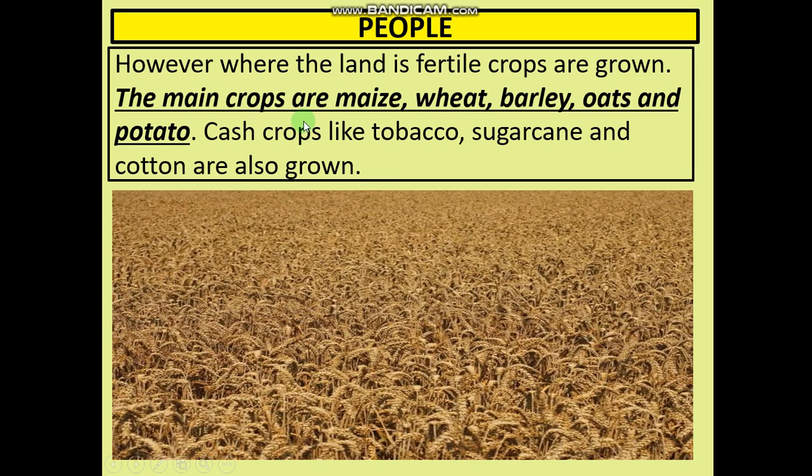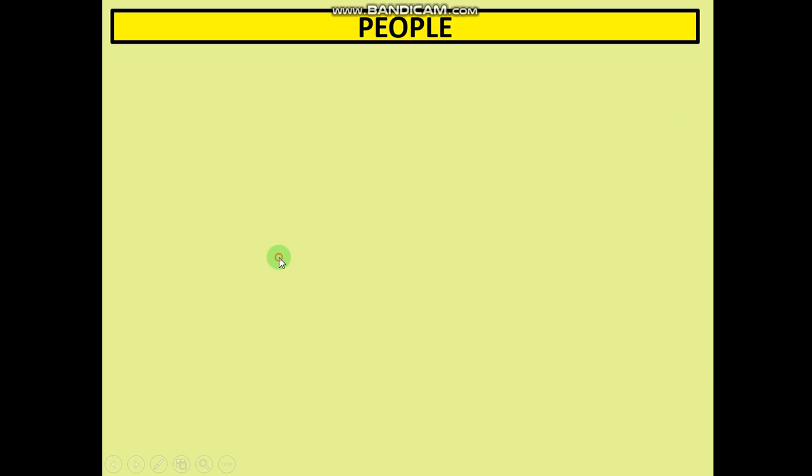The main crops are maize, wheat, barley, oats and potato. Cash crop. What do you mean by cash crop? Such crops which are specially grown only for the purpose of sale, like tobacco, sugarcane and cotton, are also grown.